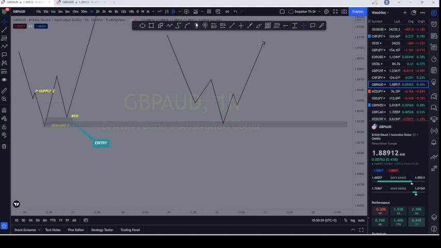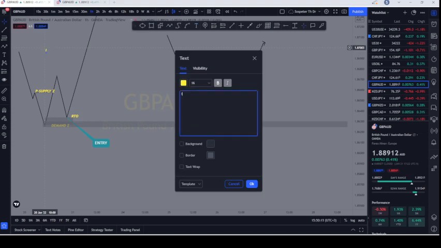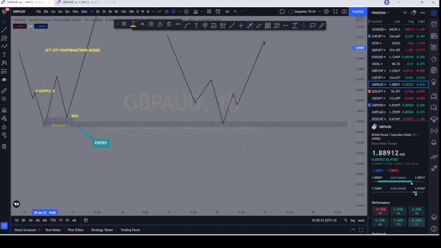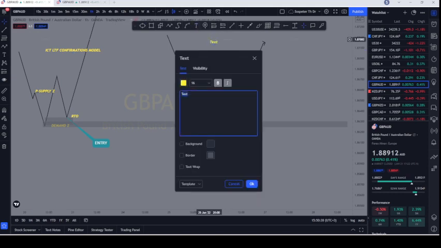You can take screenshots after this. So this is the ICT LTF confirmations. This is the S&D model, the S&D LTF model.